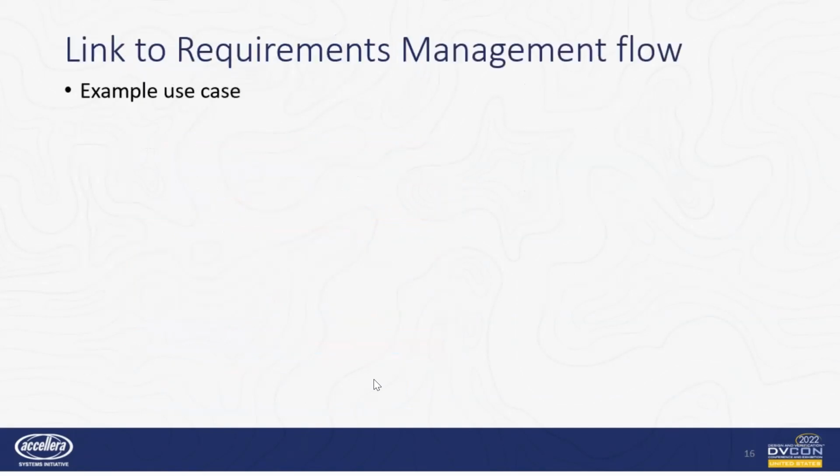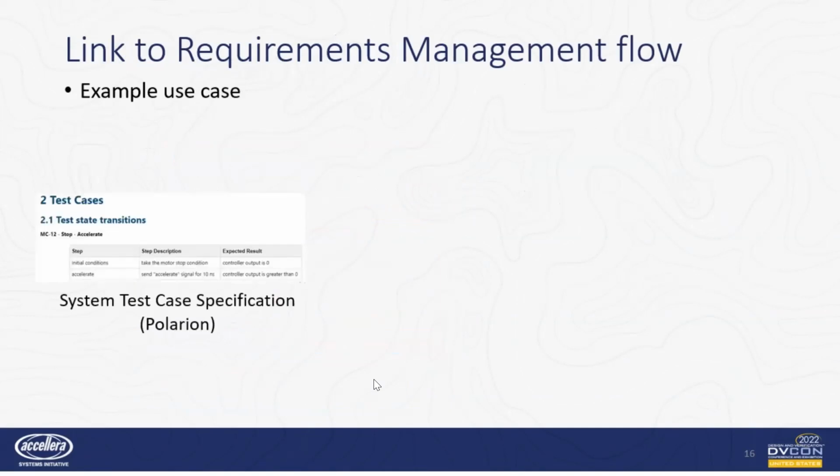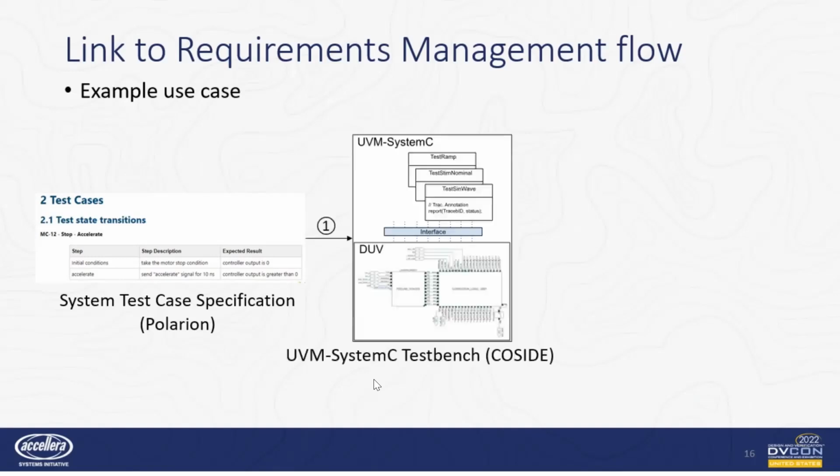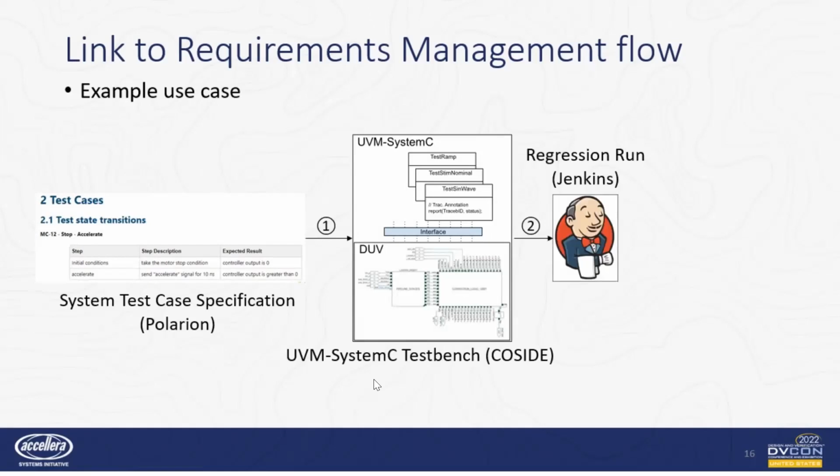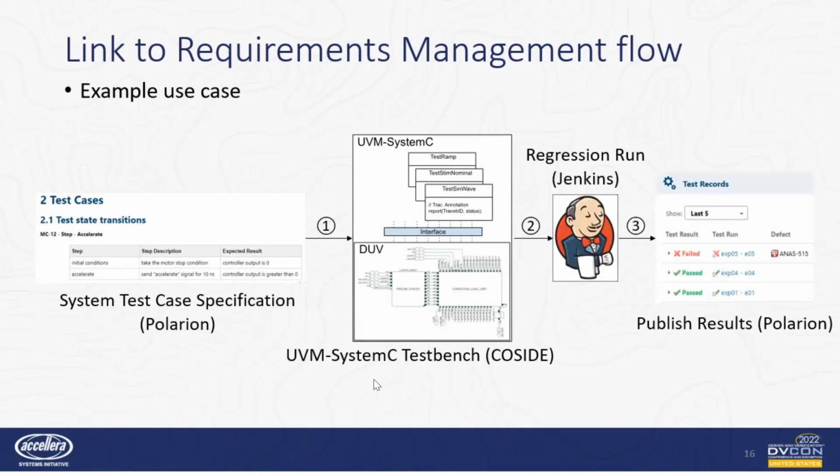As described previously, the requirements management flow is linked as follows. System requirements specification and system test case specification are described and taken from Polarion. They are used inside the UVM SystemC test bench that is applied to the virtual prototype. Using a continuous integration tool like Jenkins, the score and results from the UVM test bench are reported back to the Polarion test records as pass or fail.